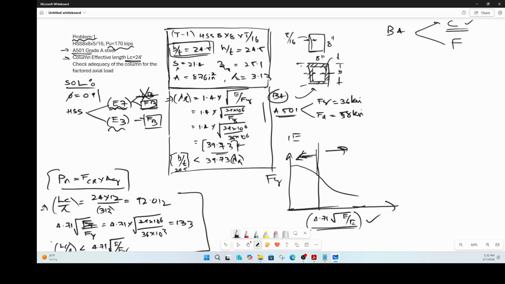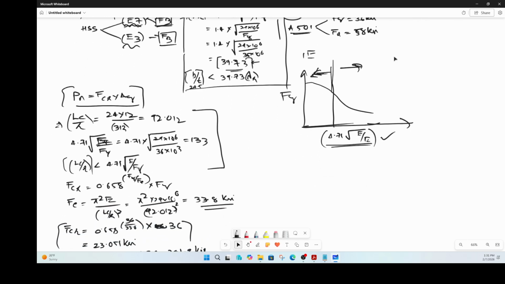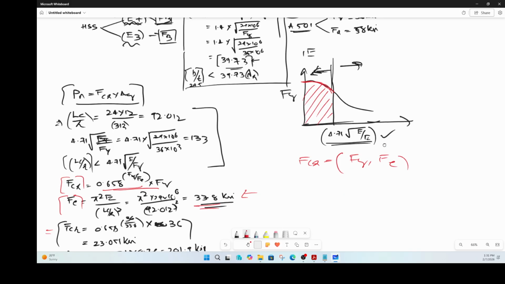In this case, my KL by r is less than that value, so I am in this section here. So inelastic buckling is bound to happen. I calculate my Fcr value based on this equation, which is nothing but the equation of this piece of the curve. You find your Fe value. Fe is that much. From Fe, you find your Fcr, because remember, Fcr is a function of your Fy and your Fe value.